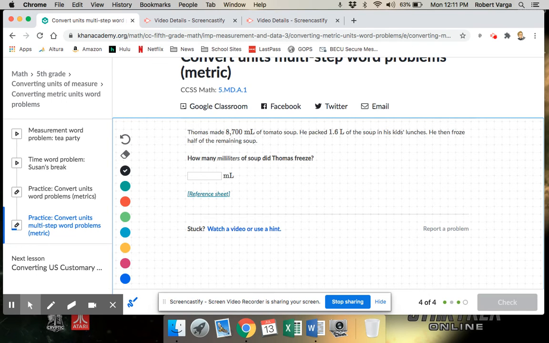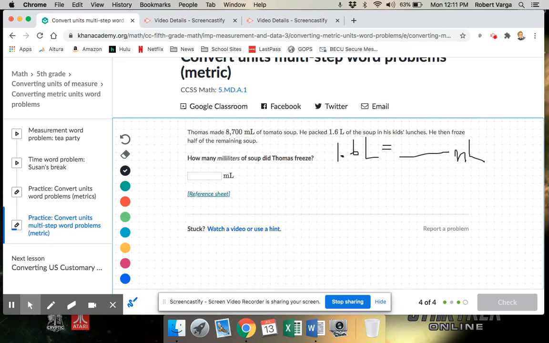Okay, so it looks like the same situation. First, you're going to have to convert this to milliliters, okay, because you want everything in milliliters. So step number one is going to be 1.6 liters equals how many milliliters?